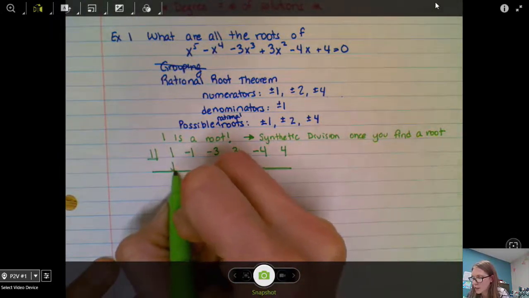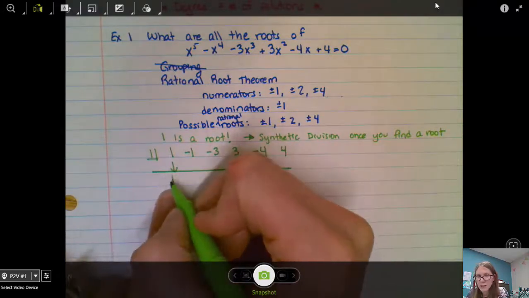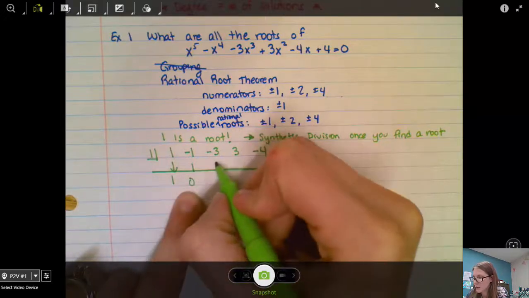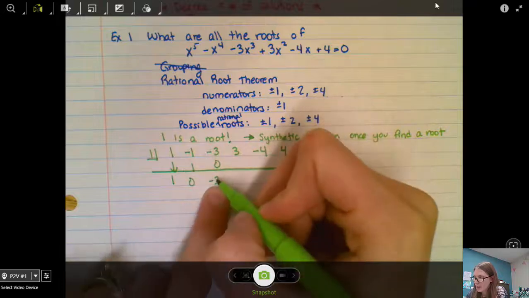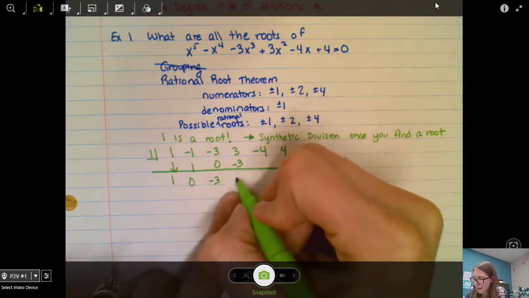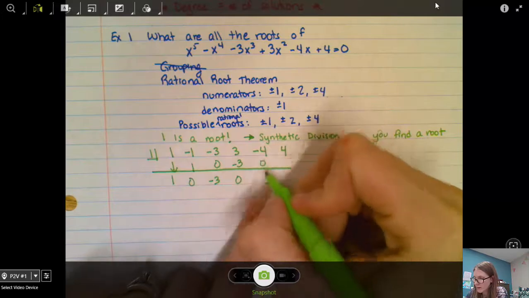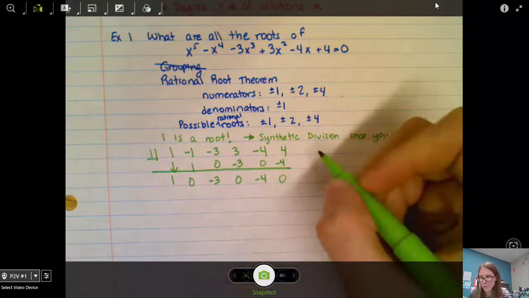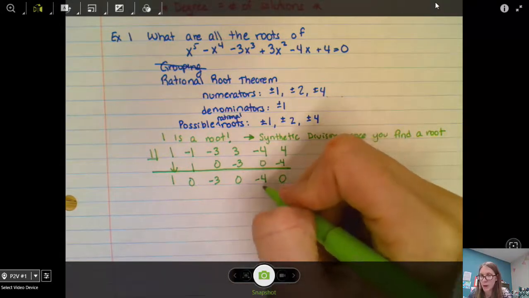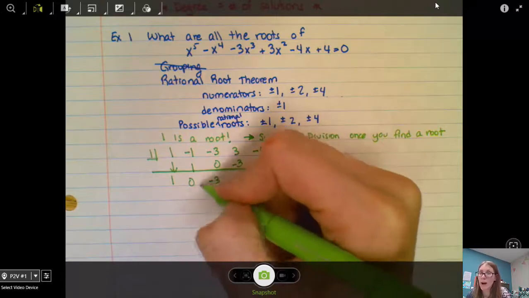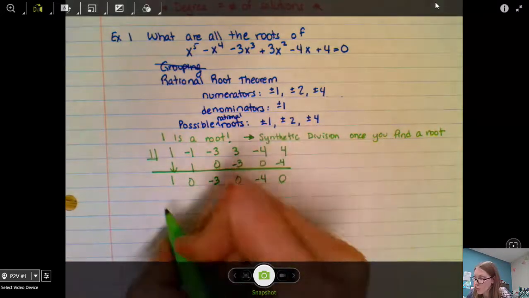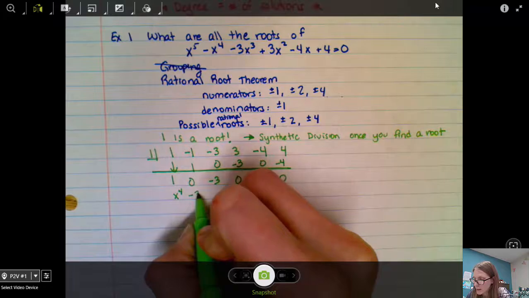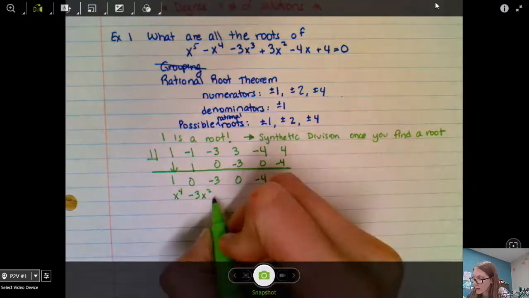With our synthetic division, we bring our 1 down. Take this number times what's in the box: 1 times 1 is 1. Add down. 0 times 1 is 0. Add down. Negative 3 times 1 is negative 3. Add down. 0 times 1. Add. Negative 4 times 1 is negative 4. Now this is my remainder, my 1s, my x's, my x squareds, my x cubes, my x to the 4th. So all in all, this ends up being x to the 4th plus 0x cubed minus 3x squared plus 0x minus 4.